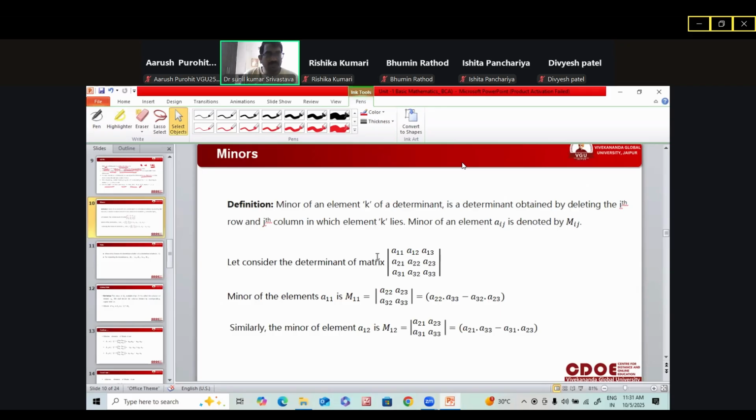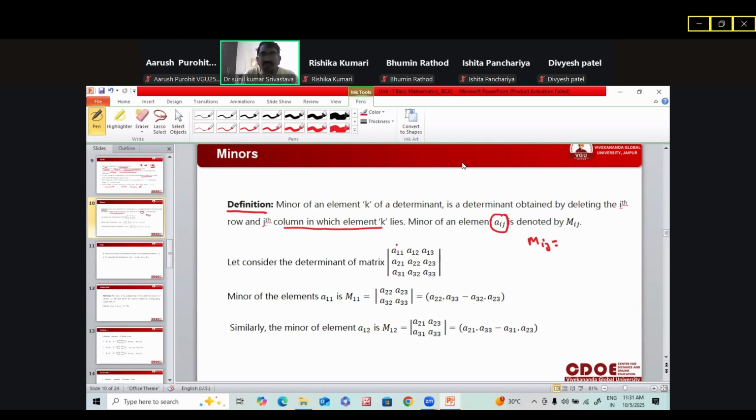Now, we have to know the definition of minors of a matrix. What is the meaning of minors? We have to know this point, that is the most important part. The minor of any element in a matrix is denoted by M_ij, where the element lies in the ith row and jth column. It is a numerical value.